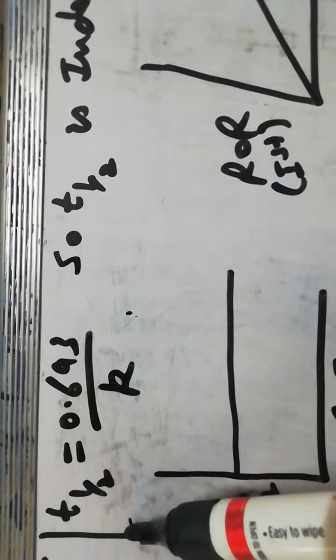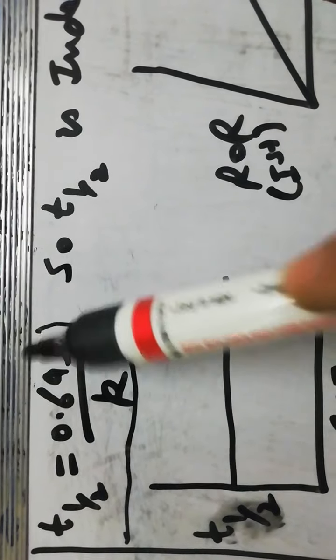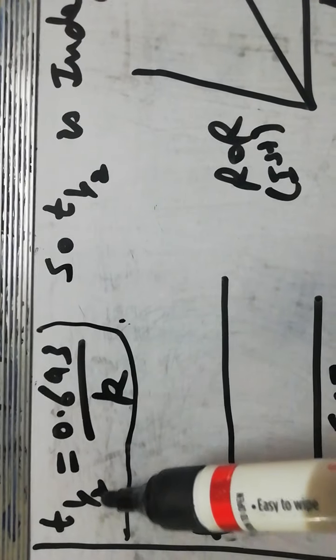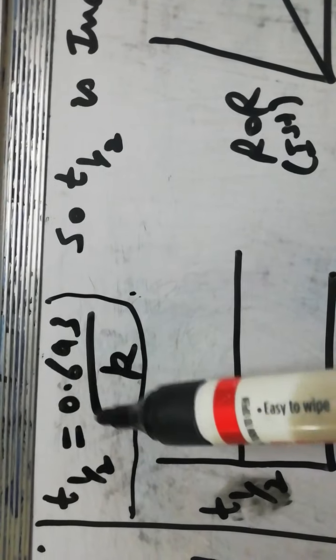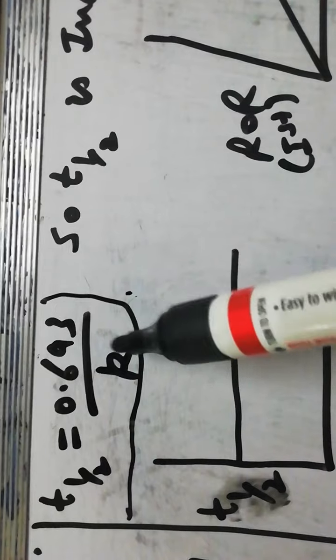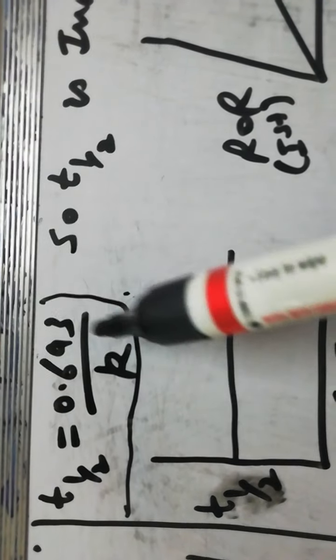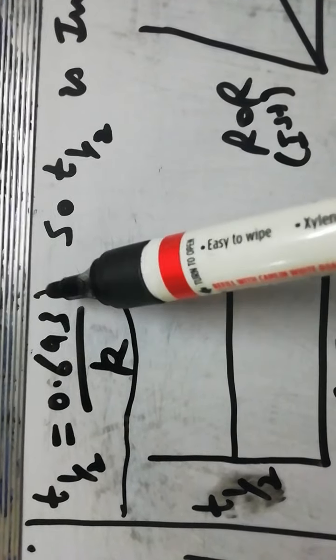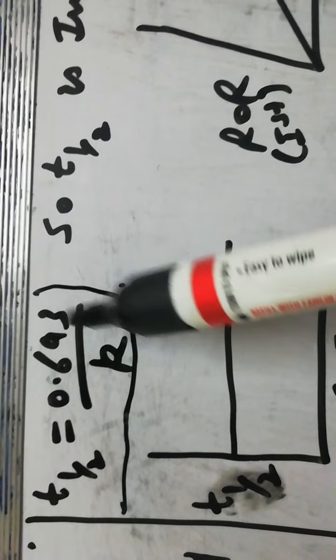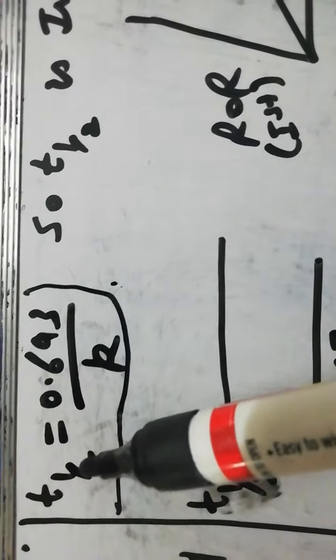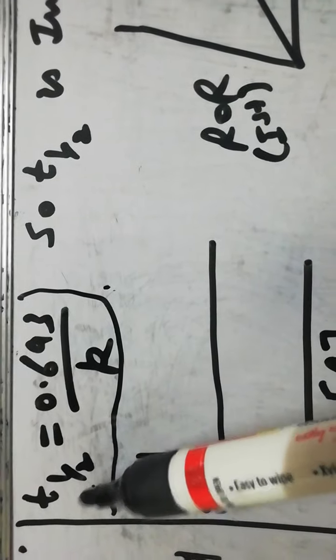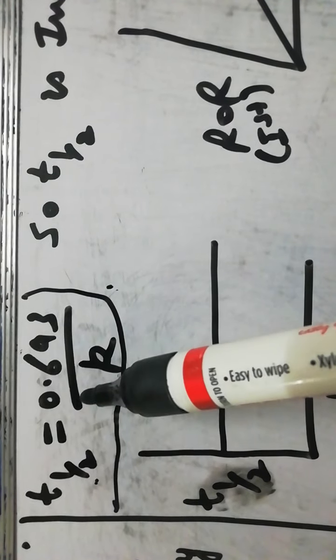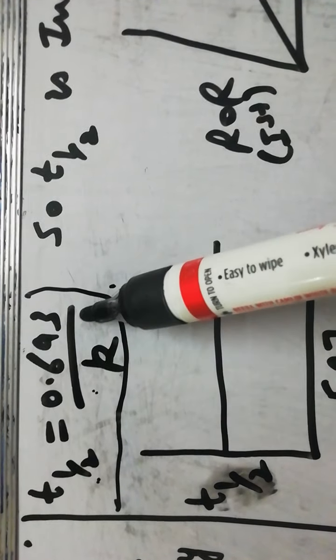So from this equation you can see that T half is independent of the concentration of reactant. The concentration of reactant, in terms of A or in terms of A naught or in terms of X or in terms of A minus X, has not appeared in this equation. So we can say that half-life for first order reaction is independent of the concentration of the reactants.